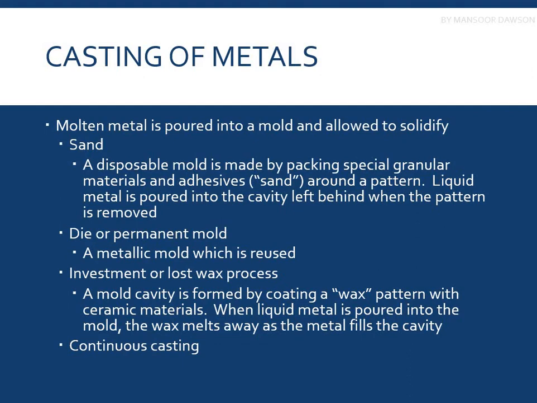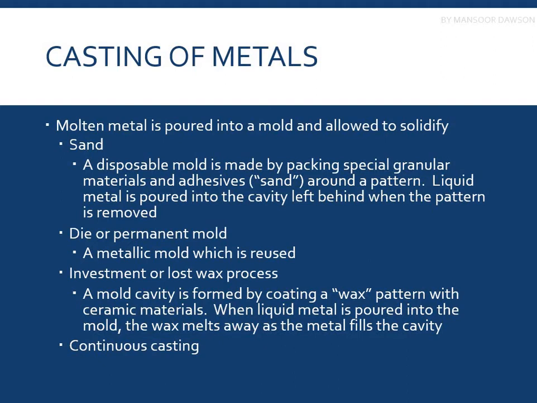Then we have casting of metals. So what is being done in casting is our metal is molten and is poured in a mold or a cavity, and it is allowed to solidify. So there are a lot of types of casting in which we have sand casting, we can have a sand mold, we have die casting or a permanent mold in which the mold is of a metal. Then we have an investment casting or lost wax casting in which the mold cavity is formed by a coating of wax pattern with the ceramic materials.